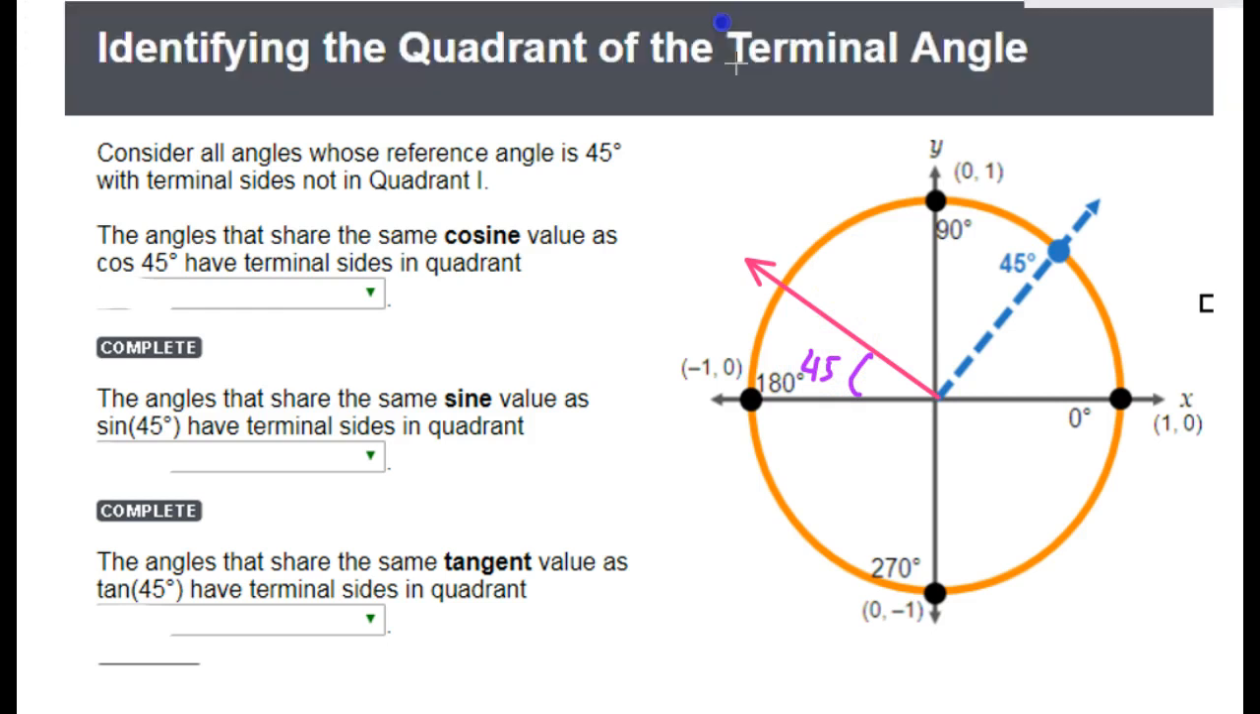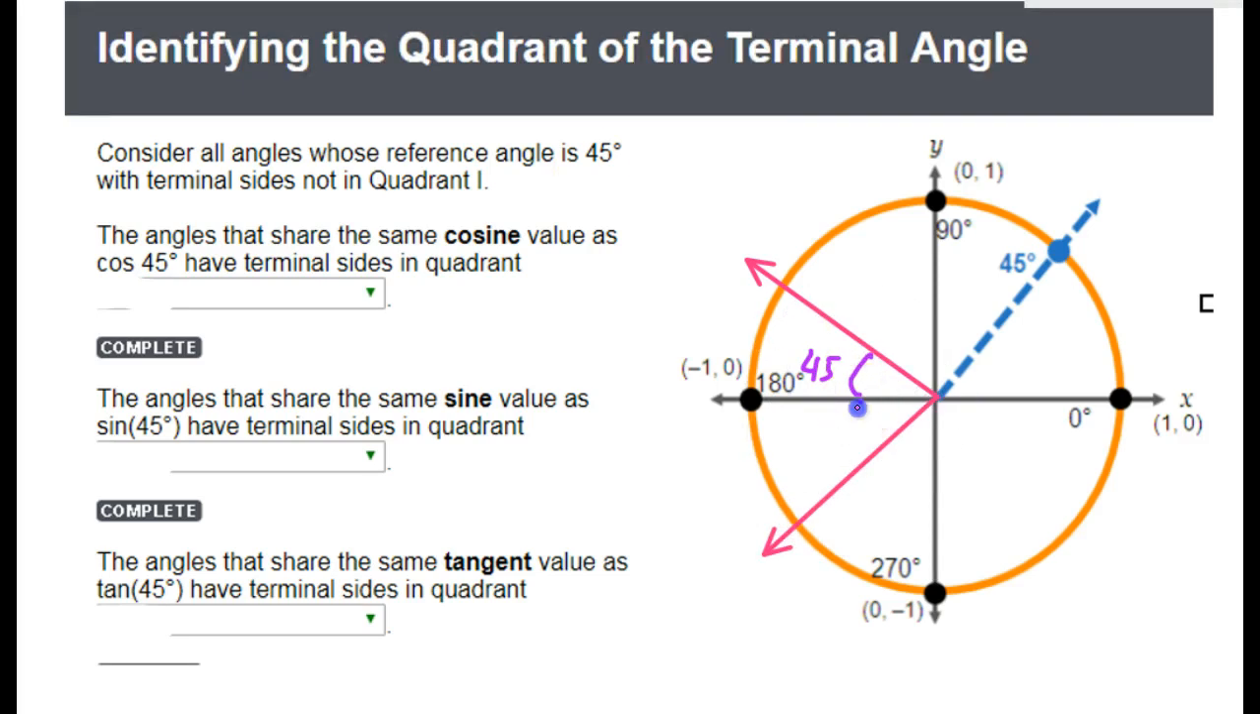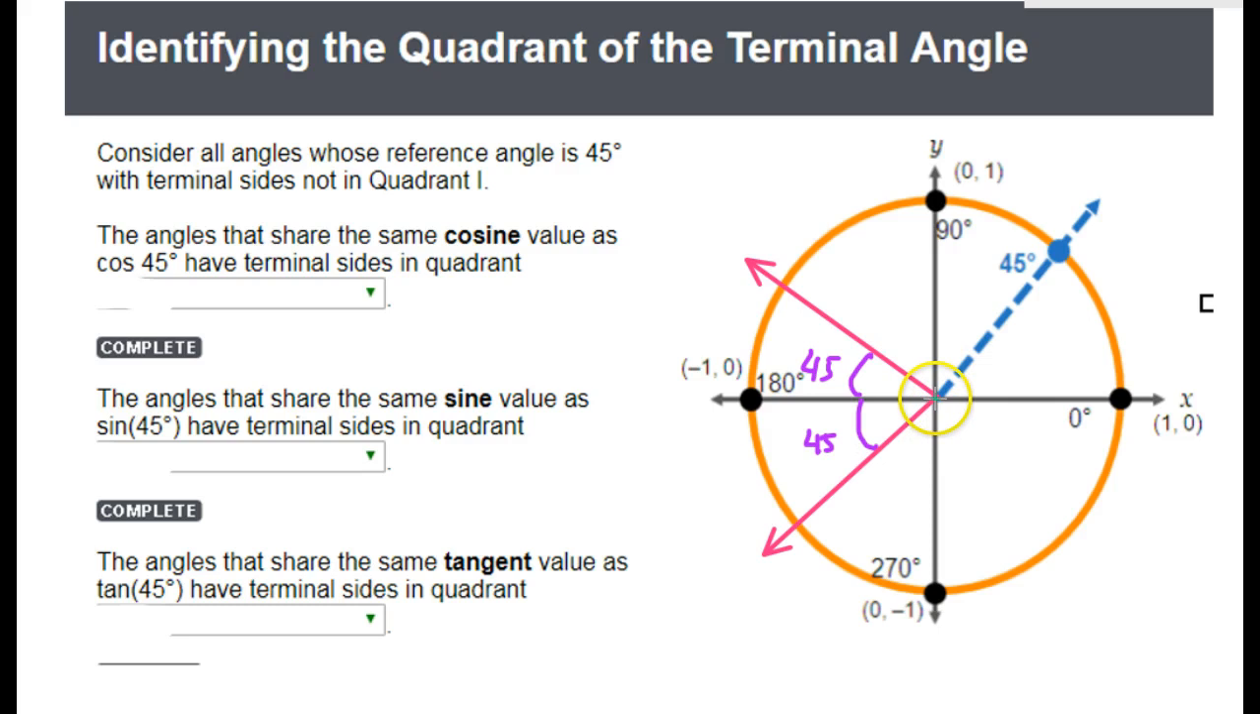We could put another one right here. Remember, a reference angle is always measured against the x-axis. So there's going to be a reference angle above and below the x-axis. And we can put one more over here. And this would be the 45 degrees.